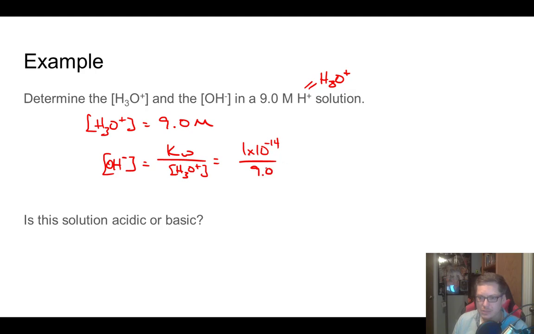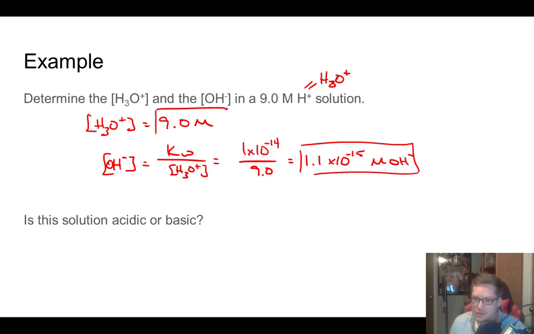So we get 1 e to the minus 14 divided by 9, and so we get 1.11 times 10 to the minus 15 molar hydroxide solution. So there's the concentration of hydroxide, and there's the concentration of hydronium. And is this acidic or basic? Well, the hydronium is obviously way bigger than the hydroxide, so therefore this solution is acidic.